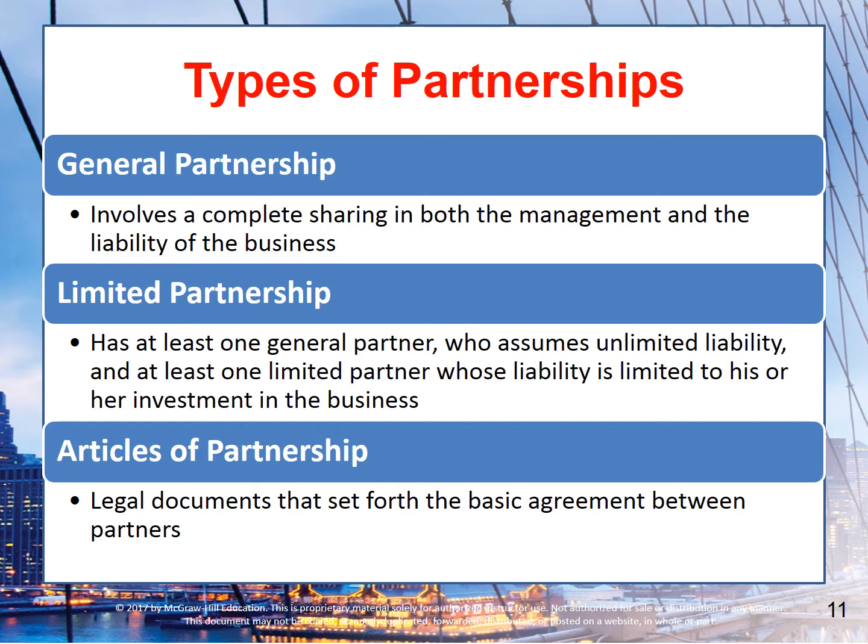No matter what type of partnership you go to, you must, in most states, have an article of partnership. It's a legal document that sets forth the agreement between the partners, and it states what each partner's management role is, what their duty is, how the profits and losses of the partnership will be divided, and how a partner can leave the partnership.